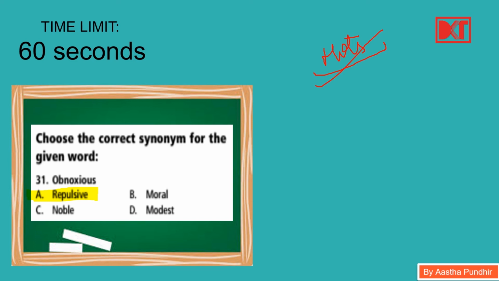And this one again, as its meaning suggests, obnoxious means being repulsive. So obnoxious means something that is unpleasant. All right, moral, something of value. Noble again can be a synonym of moral. Actually, these three can be the synonyms of each other: moral, noble, and modest, being simple and showing great values. All right.